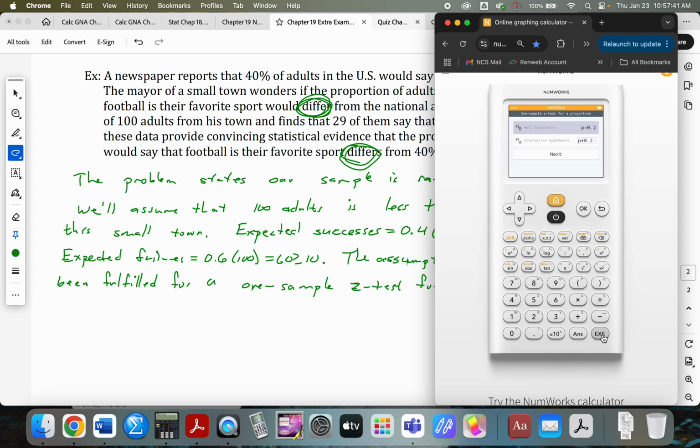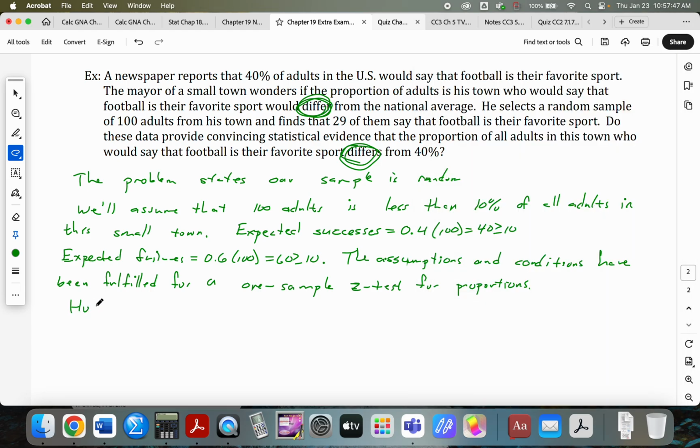So, we need to talk about our null hypothesis, don't we? Yes. So, our null hypothesis is going to be what? It's equal to 0.4. Yeah, that p is equal to 0.4. So, in a moment, we're going to need to say what p is, aren't we? Yes.